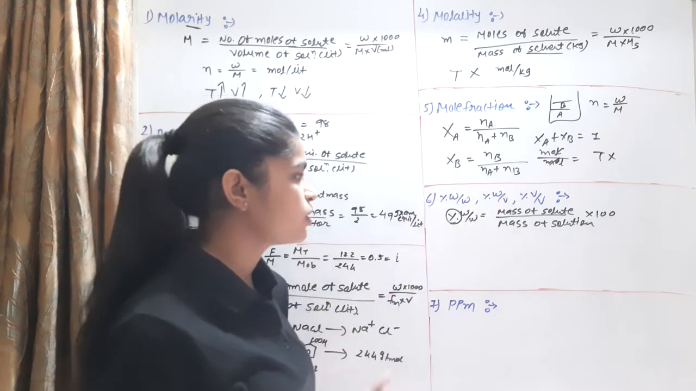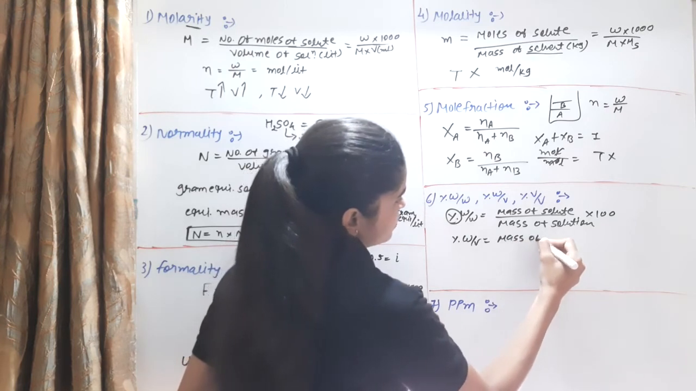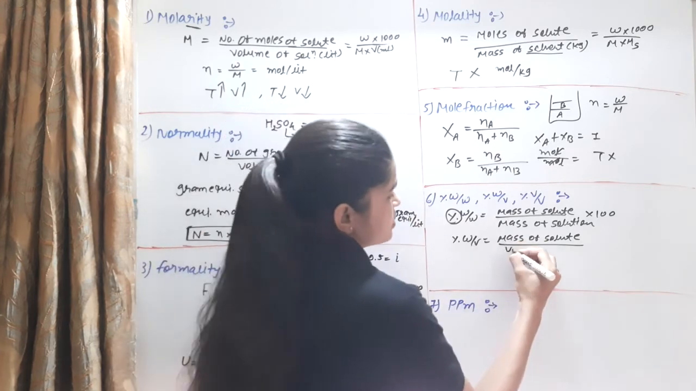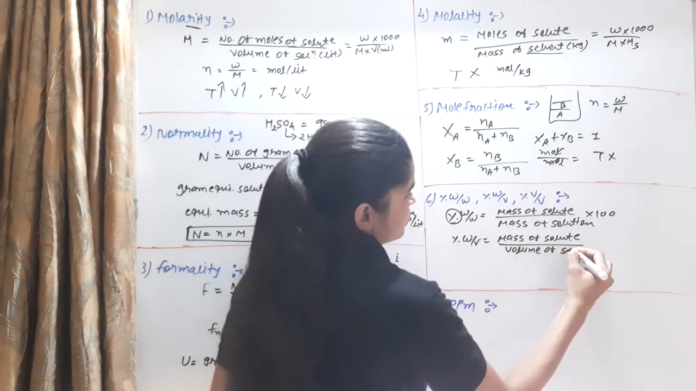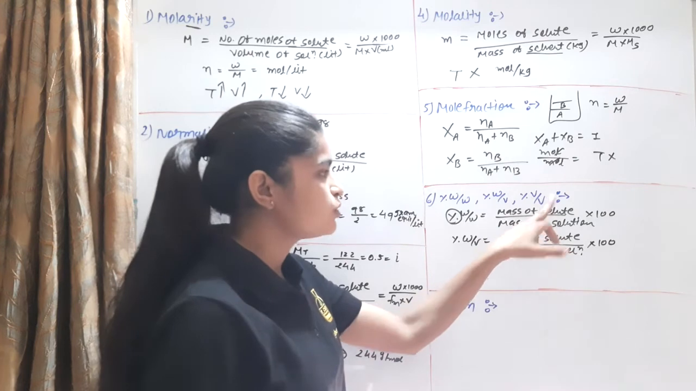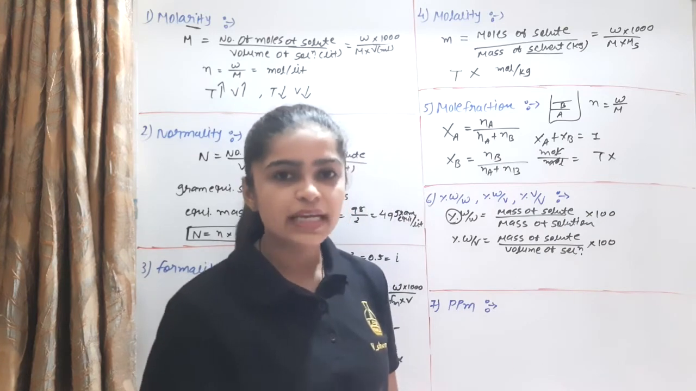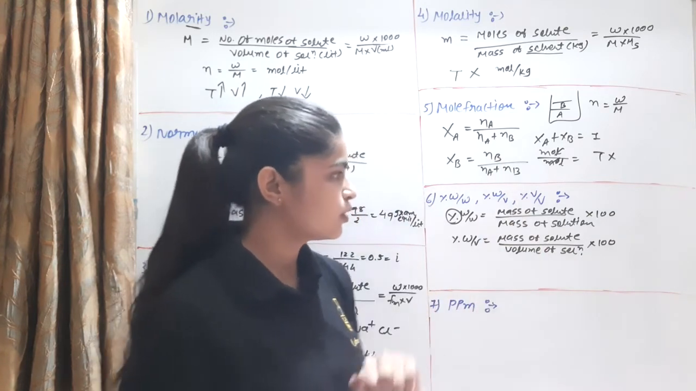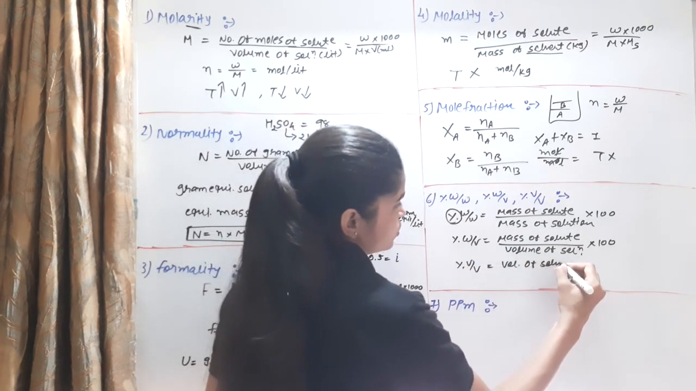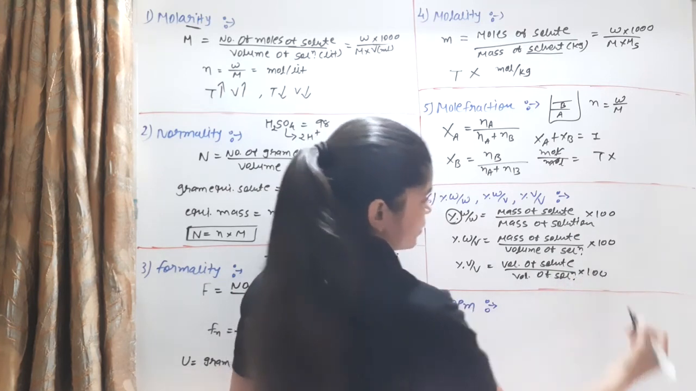Next, percentage weight by volume. That is the mass of solute divided by V, where V means the volume of solution in liters, and also multiplied with 100. Then third is percentage volume by volume. This is the volume of solute divided by the volume of solution, multiplied with 100. That is the percentage volume by volume.